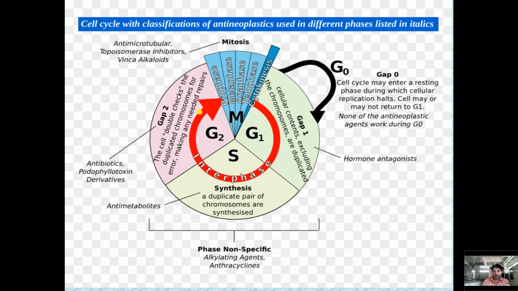Then drugs belonging to the antimicrotubular group, topoisomerase inhibitors and vinca alkaloids act on the mitosis phase, and the alkylating agents act from G1 to G2 phase. Okay. So, this is all about the drug specificity in relation to the cell cycle.